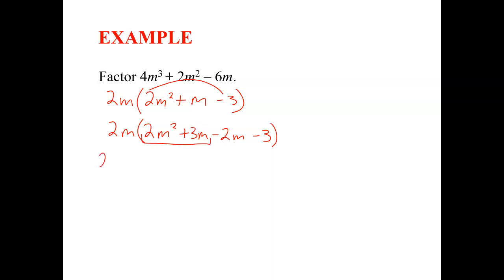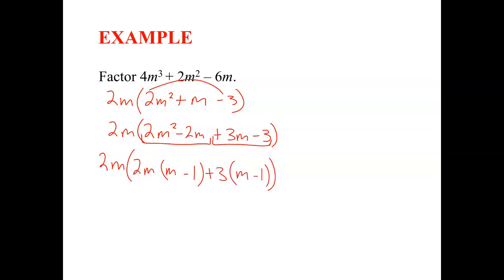First grouping. Factor out a... Actually, I'm going to switch that. Make that minus 2. This looks better that way. Factor 2m, giving me m minus 1. Second grouping. Factor out your 3. M minus 1. And then finish your factors. 2m plus 3, m minus 1.